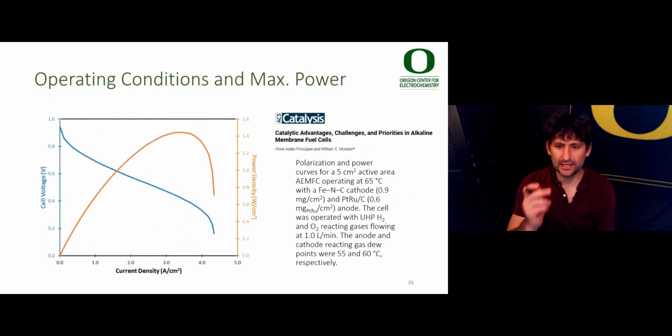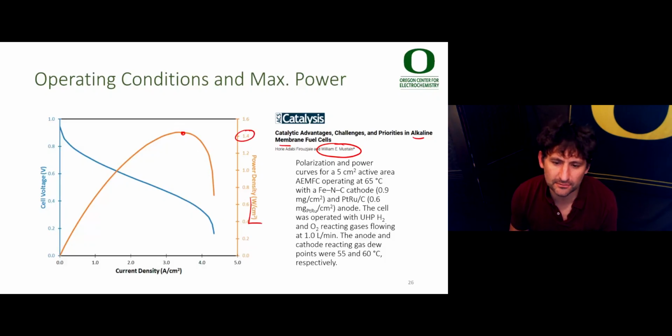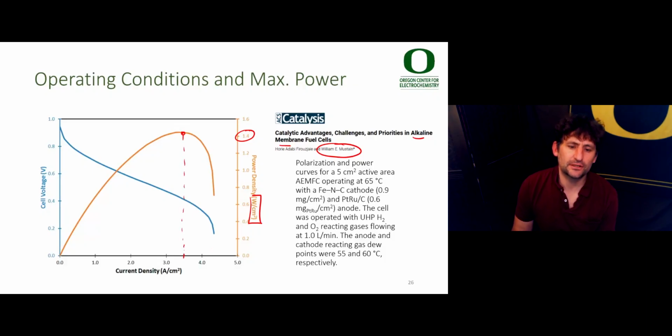Here's some actual data from Bill Mustain's group at South Carolina, one of the world leaders in alkaline membrane fuel cells. It's a very nice result where they've been able to get very high power densities for an alkaline membrane system, here about 1.4 watts per centimeter squared, at a remarkable current density of 3.5 amps per centimeter squared.